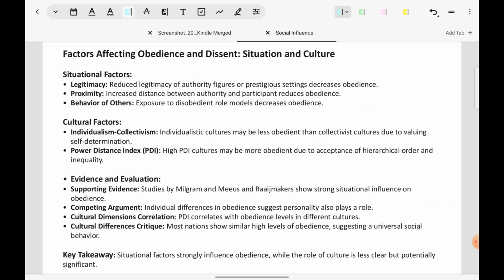Now, in the last part of this video, I will go through the situational and cultural factors which are playing a role in obedience. Just like individual factors are within a person, situational factors are outside of the person. So what are the factors outside an individual or in the environment which can make them more or less obedient? One situational factor is legitimacy. Now many of these factors are repetitive. We've already seen them in Milgram's studies and the theories which we did earlier.